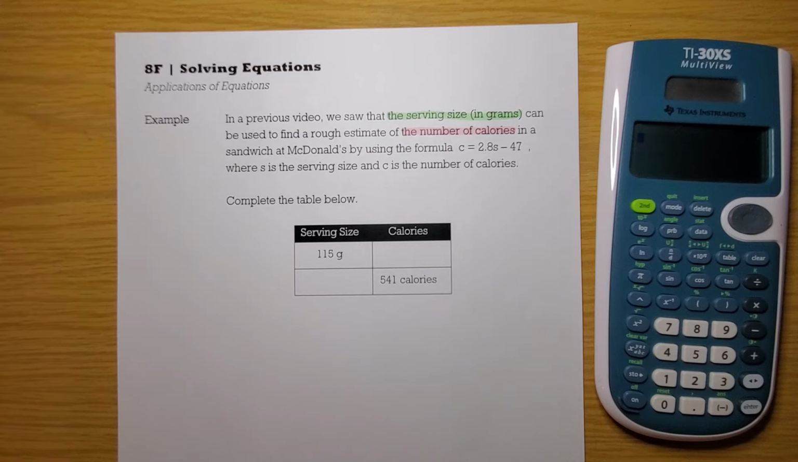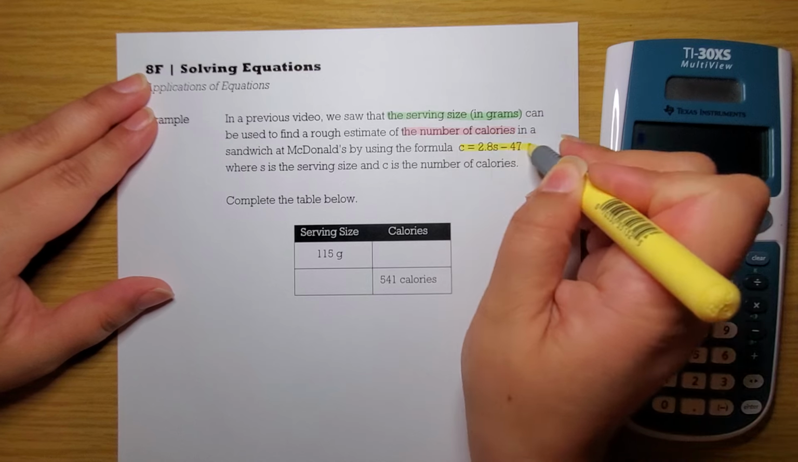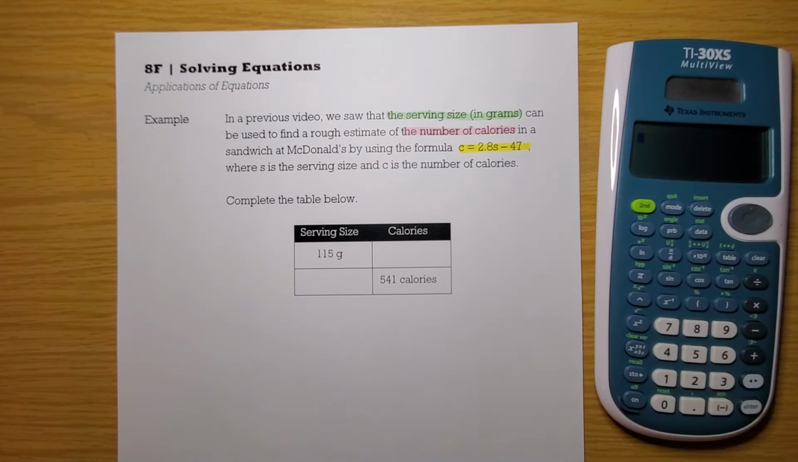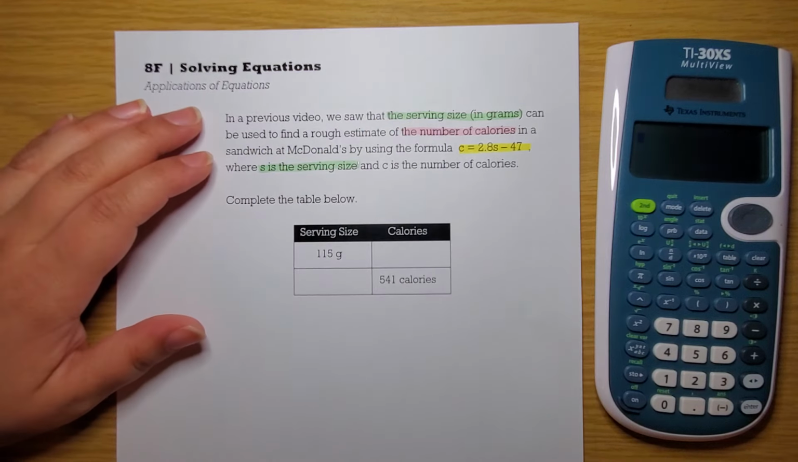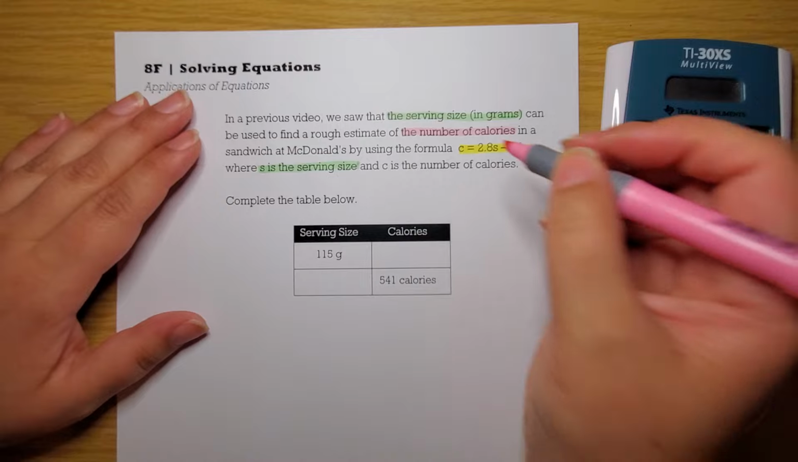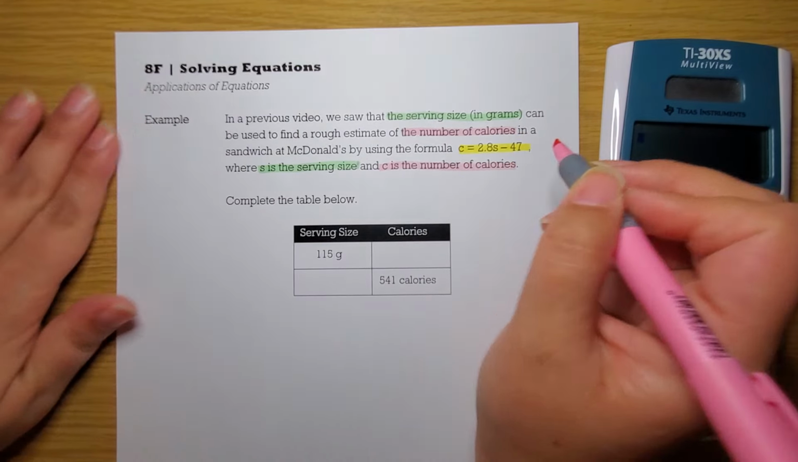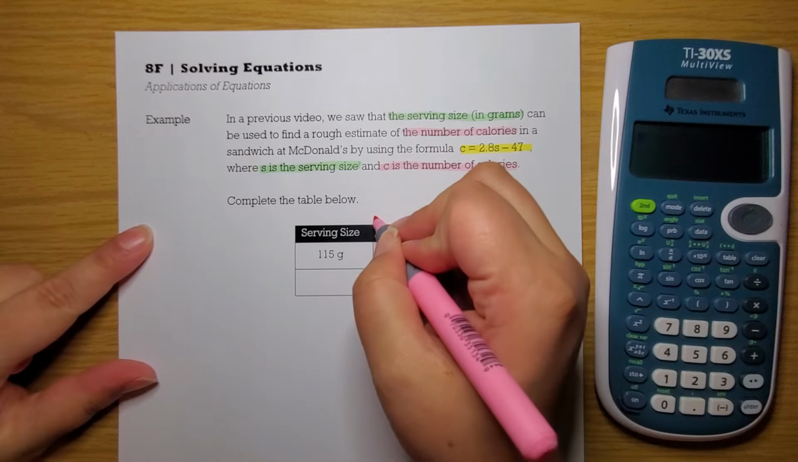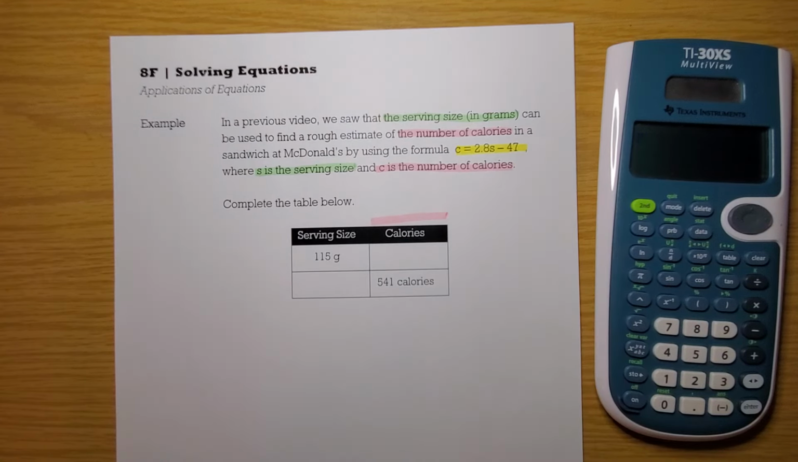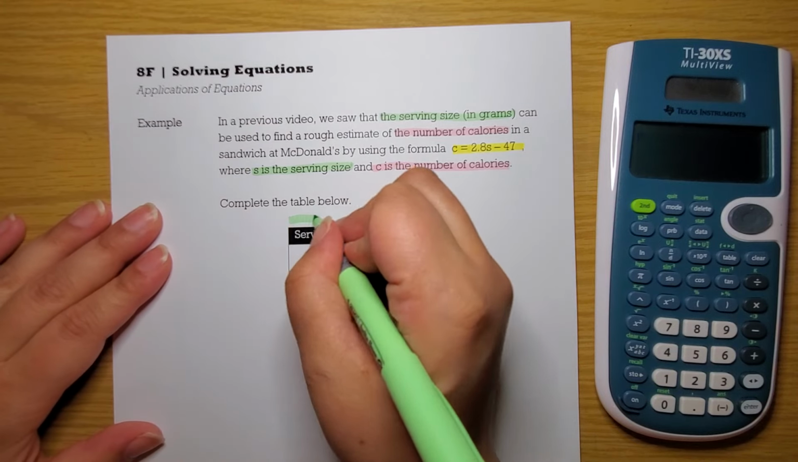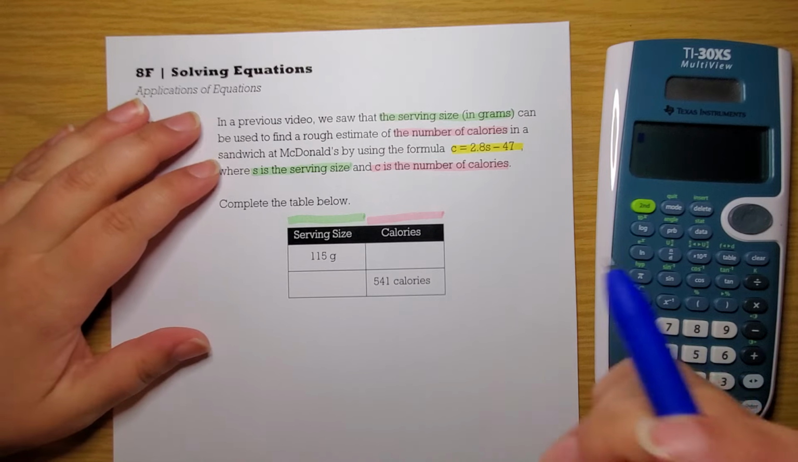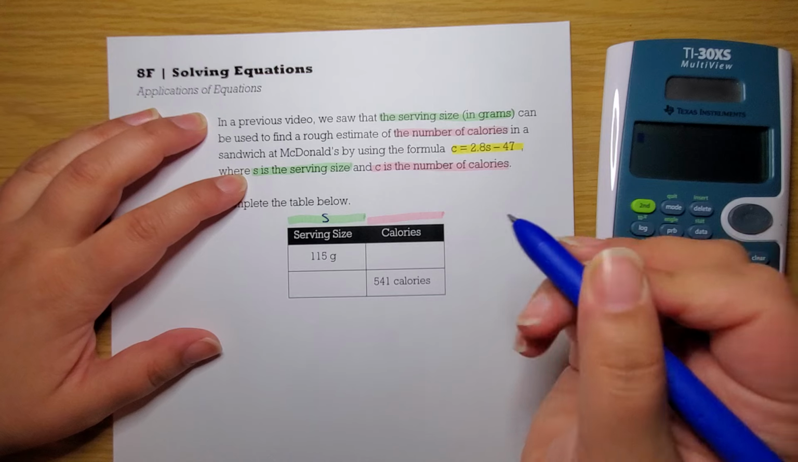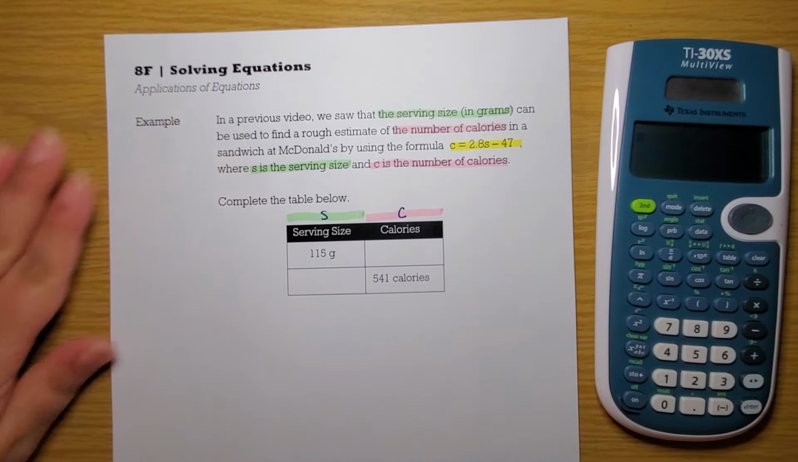And then we have our formula, C equals 2.8S minus 47. S is the serving size, which I did in green. And C is the number of calories in pink. Okay, so calories is pink and serving size is green. So serving size is S and calories is C. Okay.